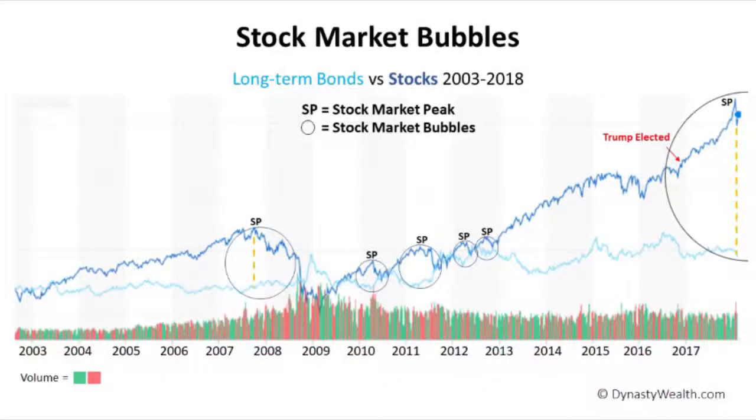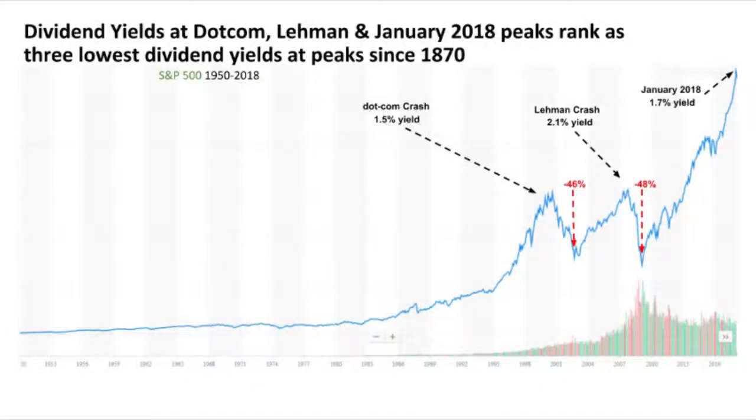Due to the bubbles that have formed in the market, it's ripe for a crash. There's a video entitled Bubbles Putting Market on Verge of Crash, which is available at dynastywealth.com, that explains why the huge bubble on the far right is extremely dangerous. The market's most recent dividend yield of 1.7%, the second lowest for dividend yield since 1870, is another reason why the market is ripe for a crash or significant correction.